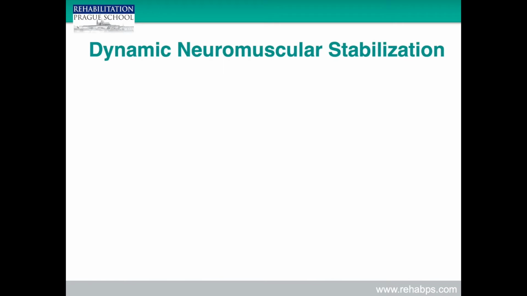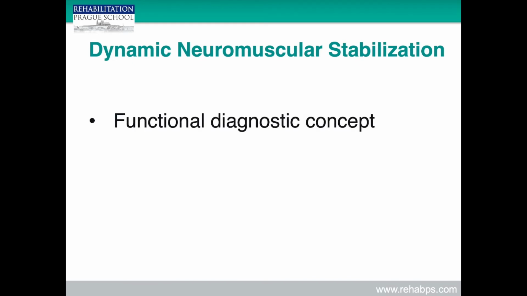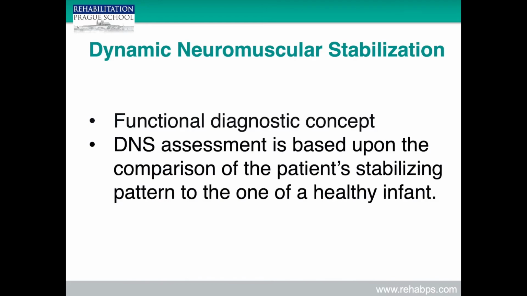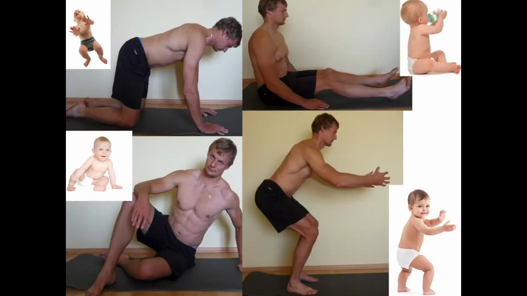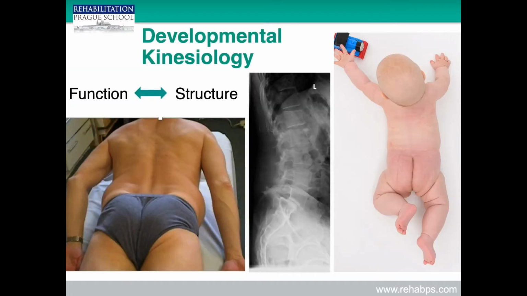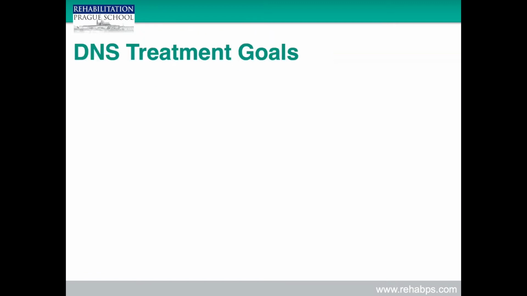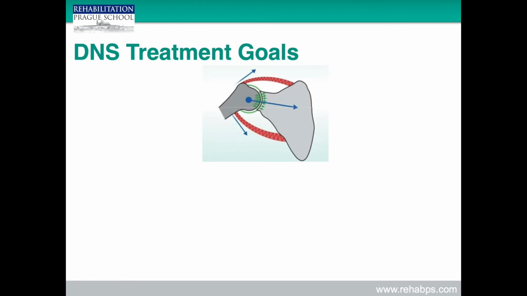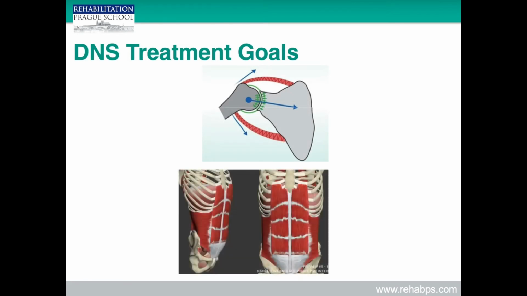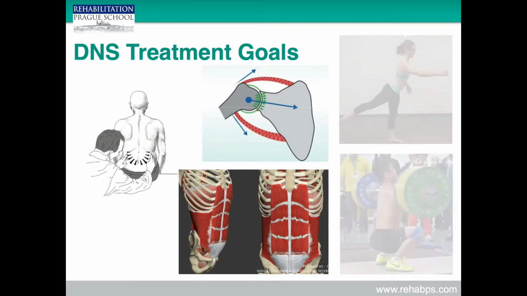Dynamic neuromuscular stabilization serves numerous purposes. It is a functional diagnostic concept. DNS assessment is based upon the comparison of the patient's stabilizing pattern to that of a healthy infant. Developmental kinesiology helps us to explain and understand the etiology of various musculoskeletal disorders. The treatment goal is to achieve functional joint centration, global muscle coordination, optimal trunk stabilization, ideal respiratory patterns, and good quality of motor function.